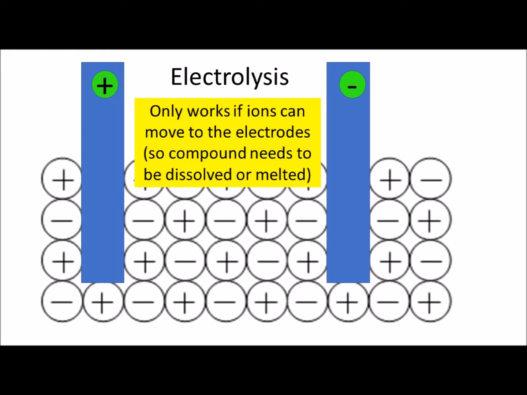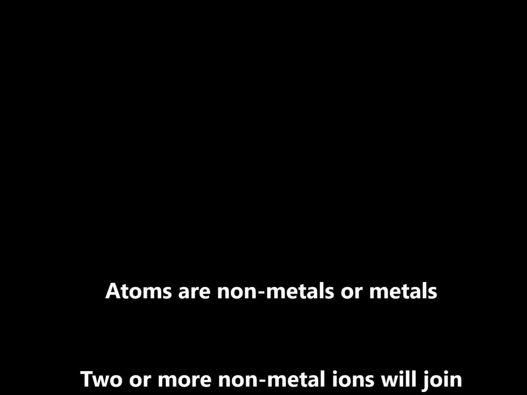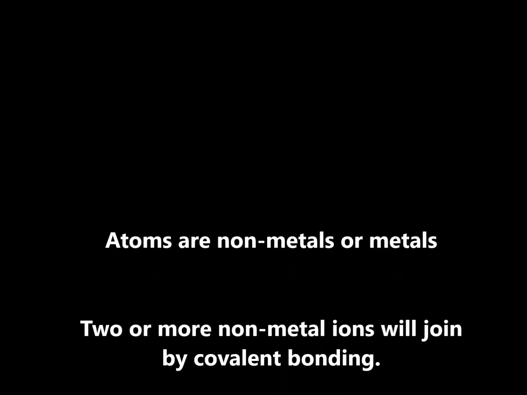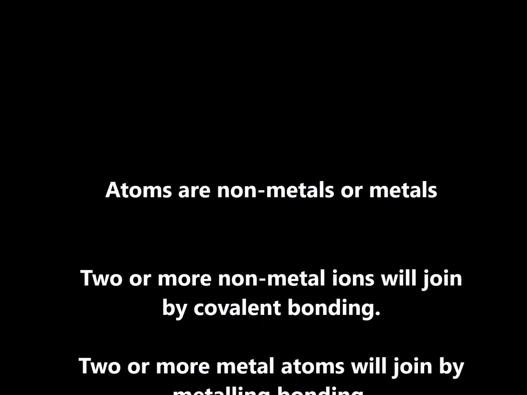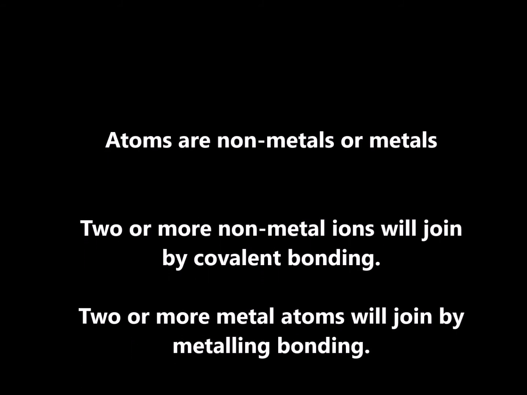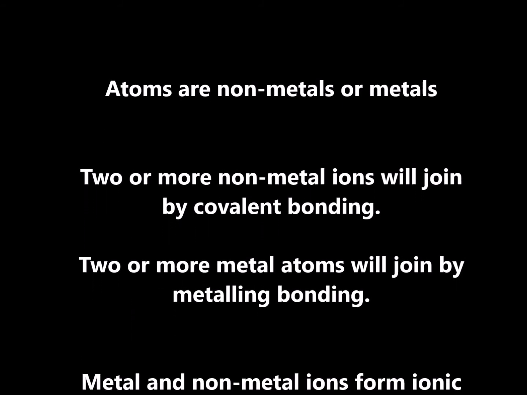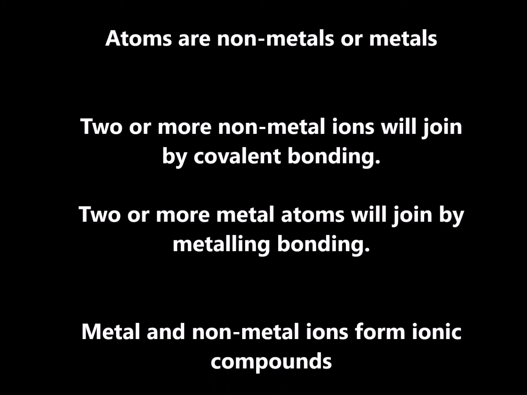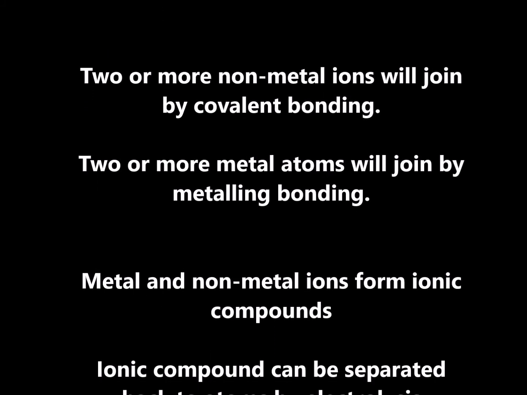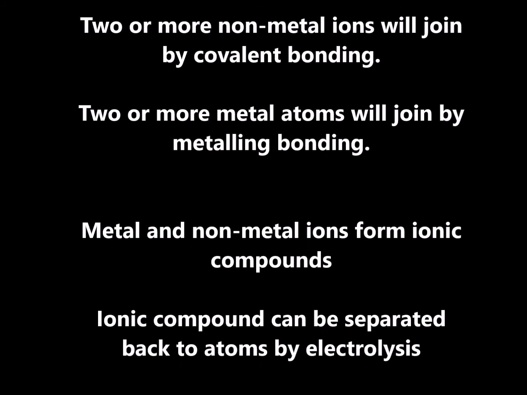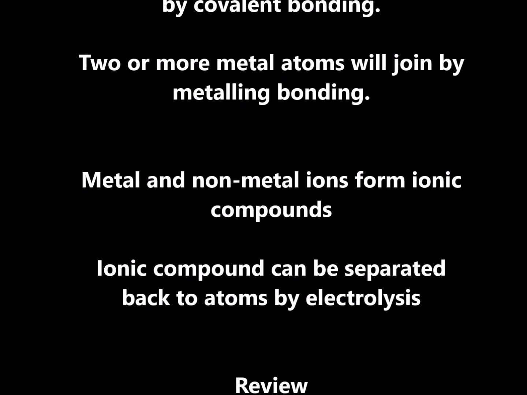So, to recap, make sure you know your metals and non-metals. Non-metals together make up simple molecules by covalent bonding. Metals combine together by metallic bonding to form a metal lattice. And finally, ionic compounds can be separated back to the original atoms by electrolysis.